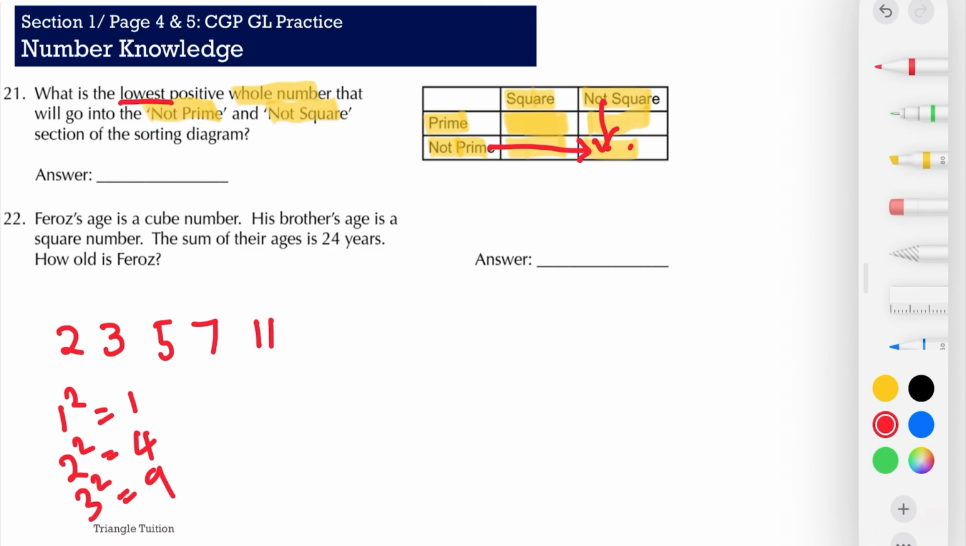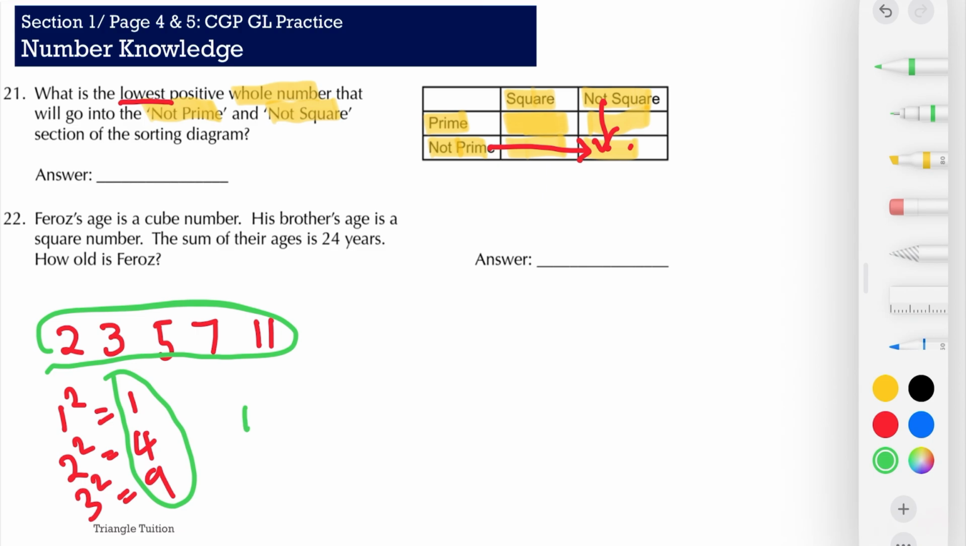Now the question is, what's the lowest whole number that will go as not prime? It shouldn't be a prime number. It shouldn't be one of them, or it shouldn't be one of them. So let's count. 1, is it there? Yes. Then 2, that is there. So that is a prime number. 3, prime number. 4, square number. 5, prime number. What about 6?